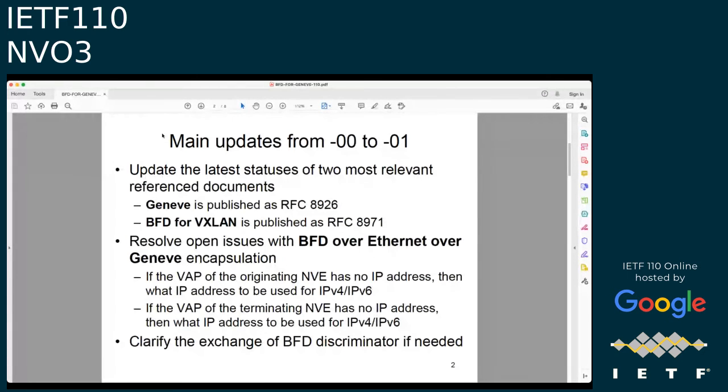And the second main update is to resolve the open issues with BFD over Ethernet over Geneve encapsulation, including number one, if the VAP of the originating NVE has no IP address, then what IP address is to be used for IPv4 or IPv6? Number two, if the VAP of the terminating NVE has no IP address, then what IP address is to be used for IPv4 or IPv6? The third main update is to clarify the exchange of BFD discriminator if needed. Next slide, please.